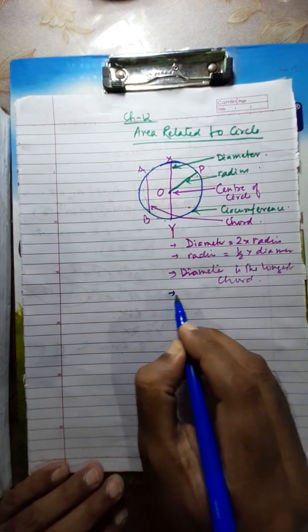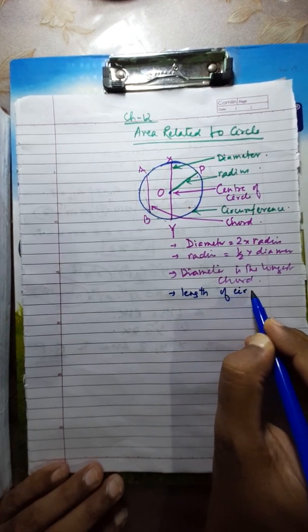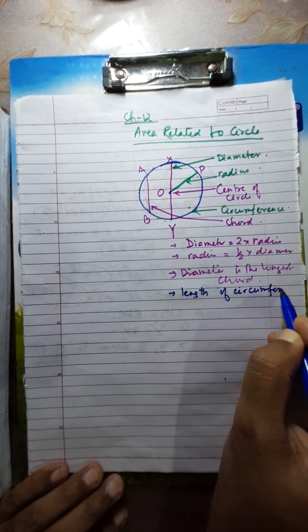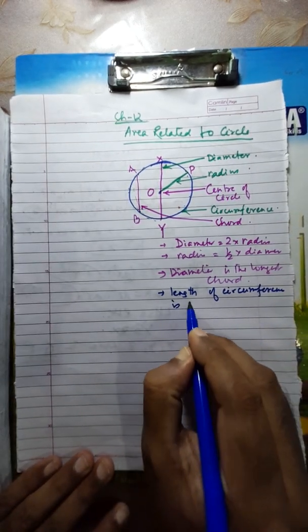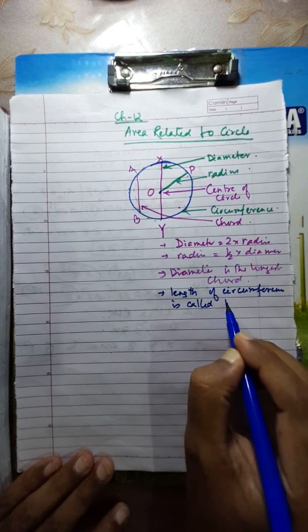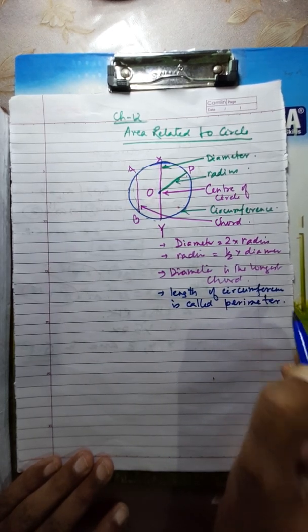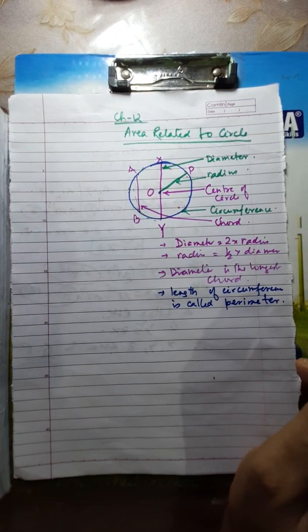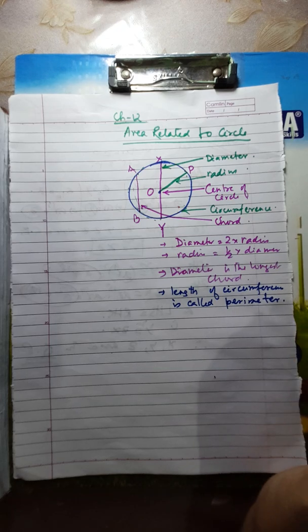Another thing is the length of the circumference. The length of the circumference is called the perimeter. These are the basic concepts we covered in earlier classes.